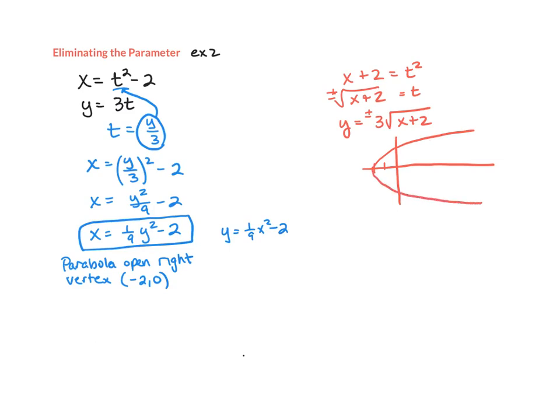But that's exactly what we described over here. We said that this one was going to have a vertex at -2, 0. And we said it was going to open to the right. And the same thing would happen. You would basically get a parabola like this.